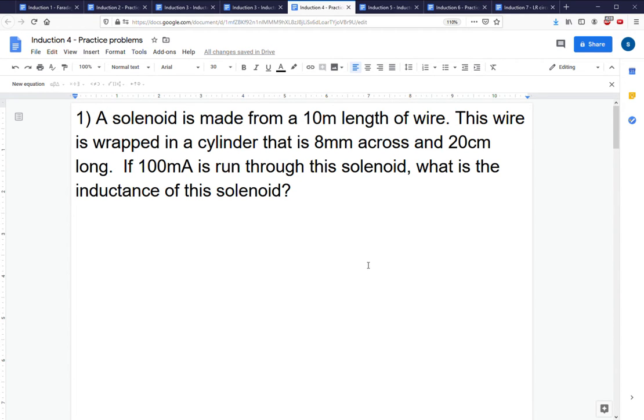Question number 1. A solenoid is made from a 10-meter length of wire. This wire is wrapped in a cylinder that is 8 millimeters across and 20 centimeters long. If 100 milliamperes is run through the solenoid, what is the inductance of this solenoid? Please pause the video and attempt the problem.